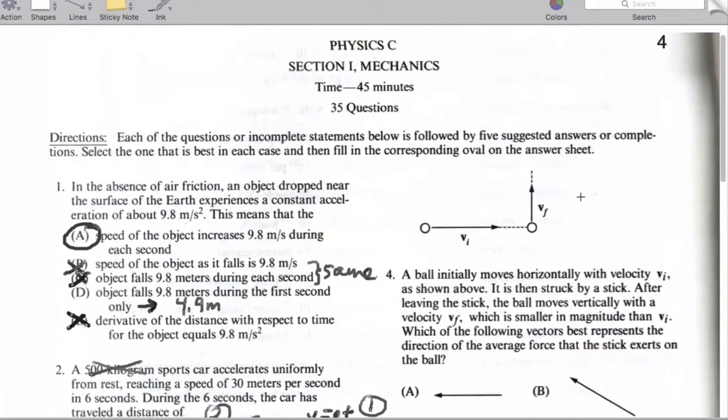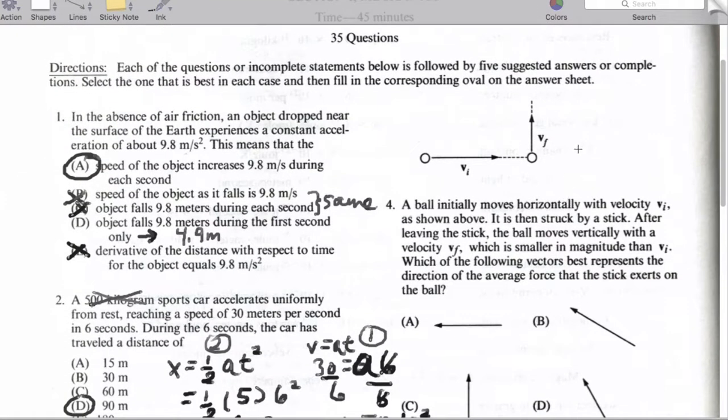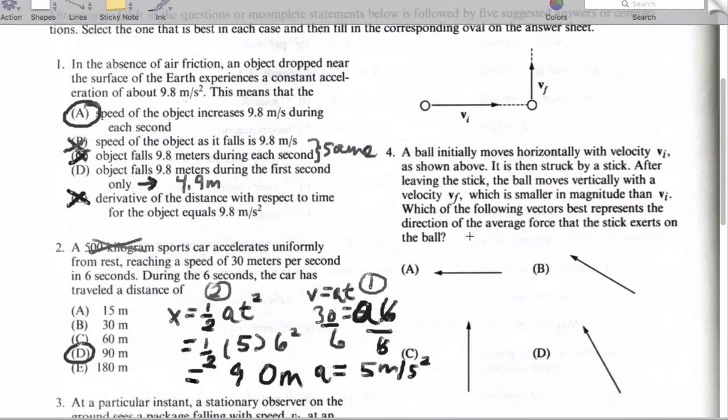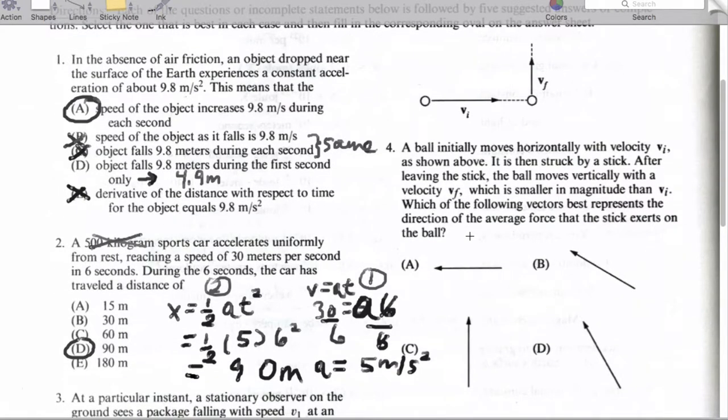Awesome. Now, here, a ball initially moves horizontally with a velocity v initial. It is then struck by a stick. After leaving the stick, the ball moves vertically with a velocity vf, smaller in magnitude than vi. We want to know the direction of the average force. This is really a change in momentum problem, so what we want is the direction of the impulse.